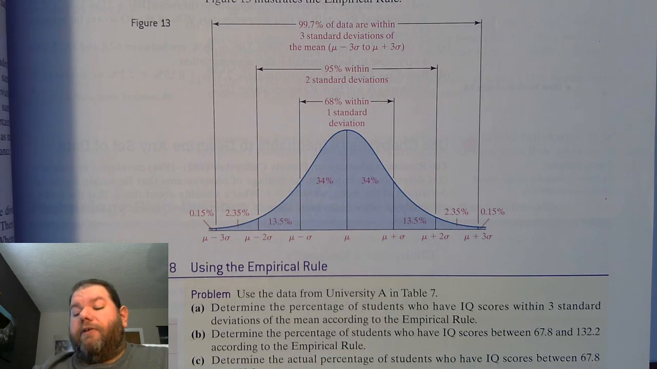Now what that means is that we can measure a data value's location in the data set using this empirical rule. It does require us knowing that the data is normally distributed, that it has a bell-shaped curve. So we talk about this a lot more in Chapter 7, actually.